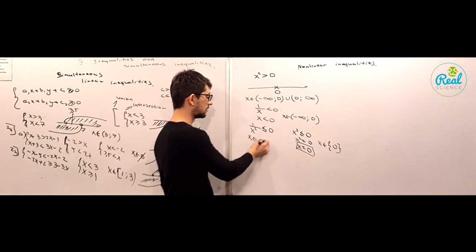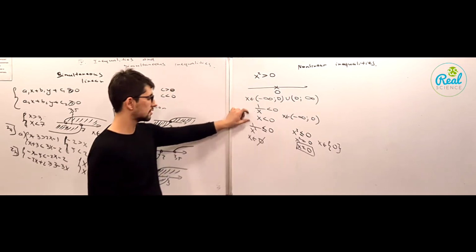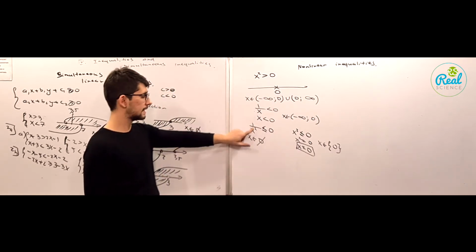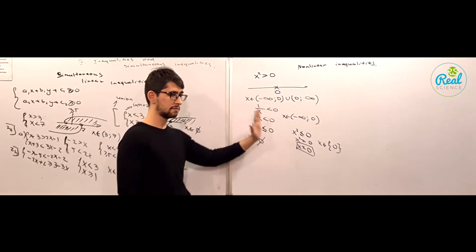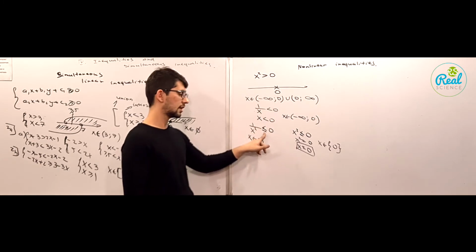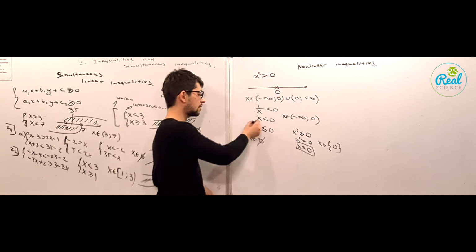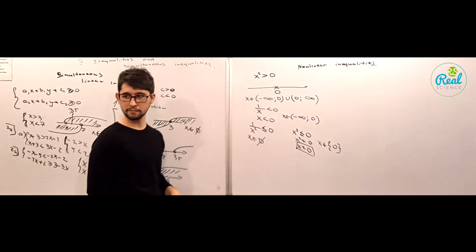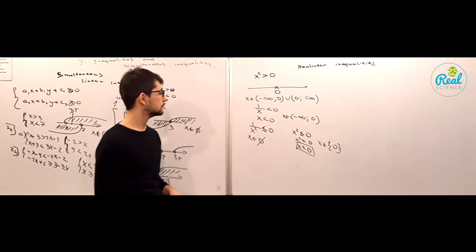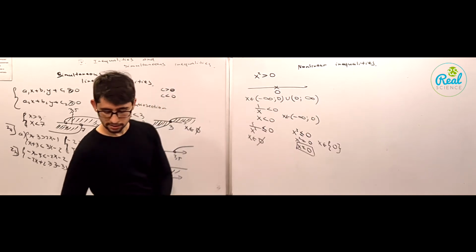What about this part? Here you have no solutions. Why? Positive over positive is always positive, not negative. So it cannot be equal to 0, because for bringing this fraction to 0, you should have 0 over here, not 1. So, let's continue.